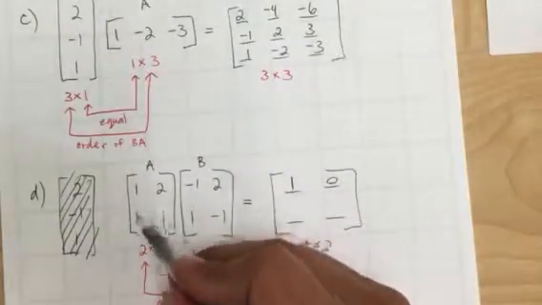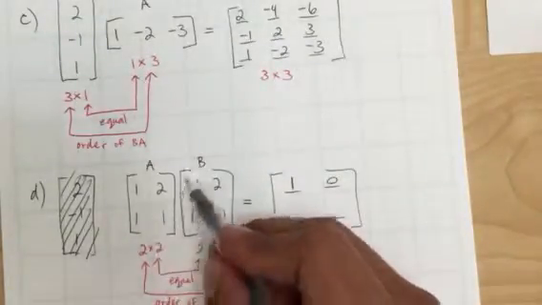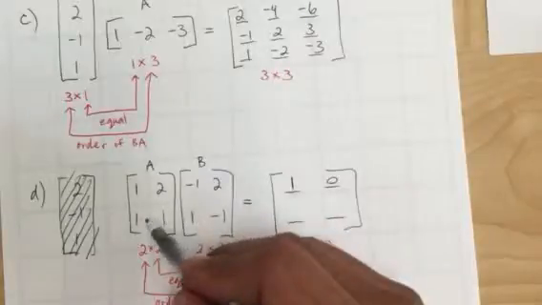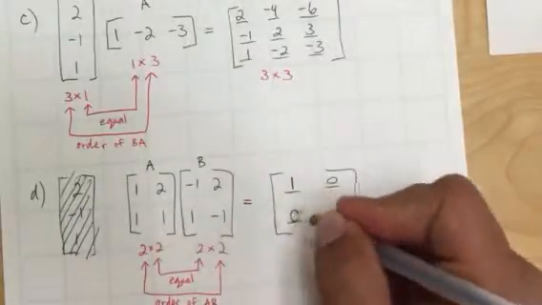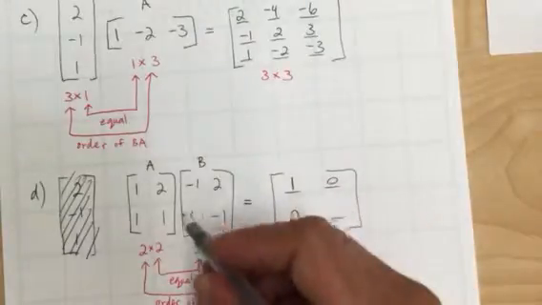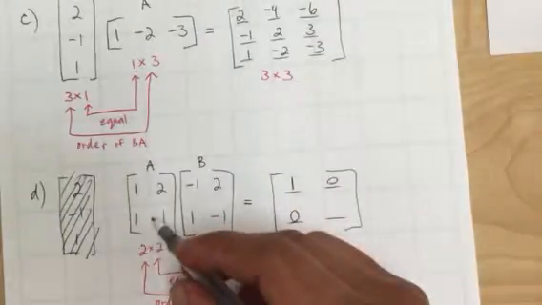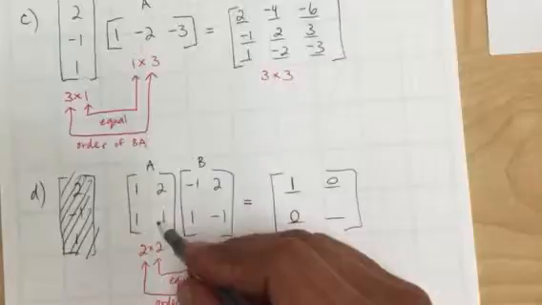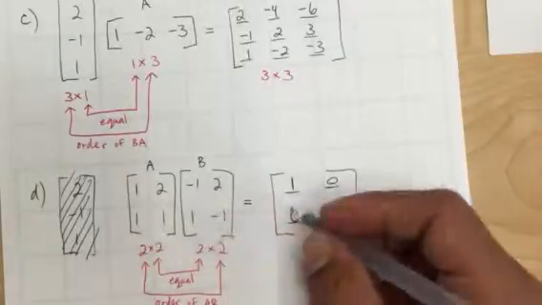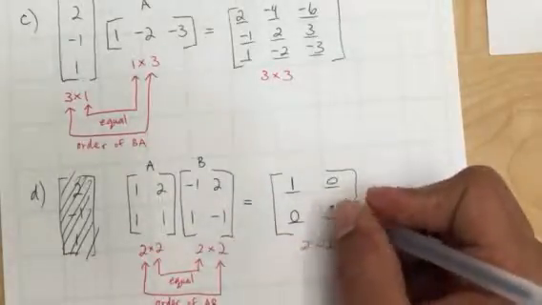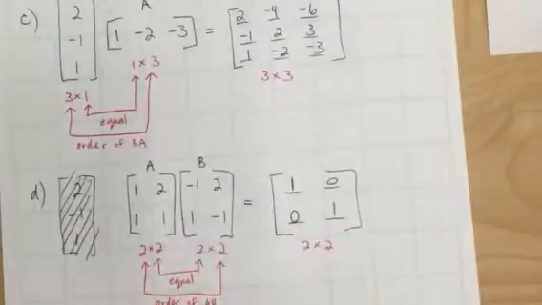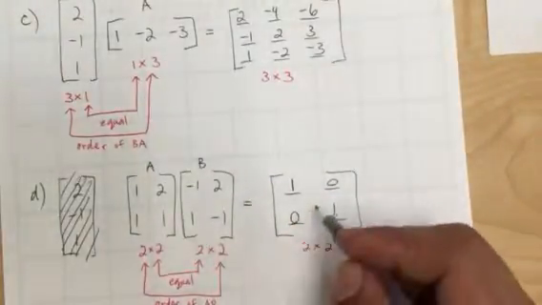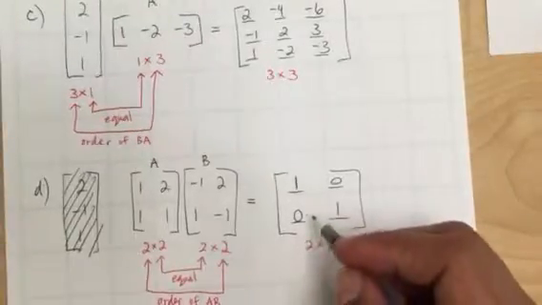And now we're going to move on to the bottom row times the first column. So we have -1 plus 1. That's 0. And then we're going to go second row by second column, so that's going to be 2 plus -1, that's going to be 1. And here's our resulting matrix, which is a 2 by 2.